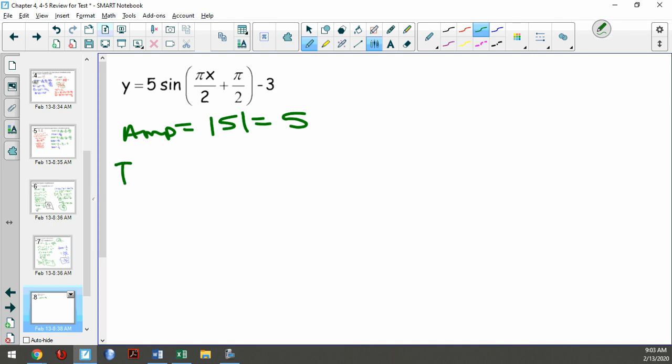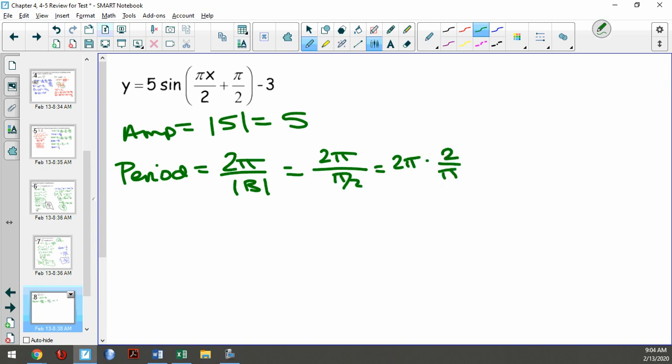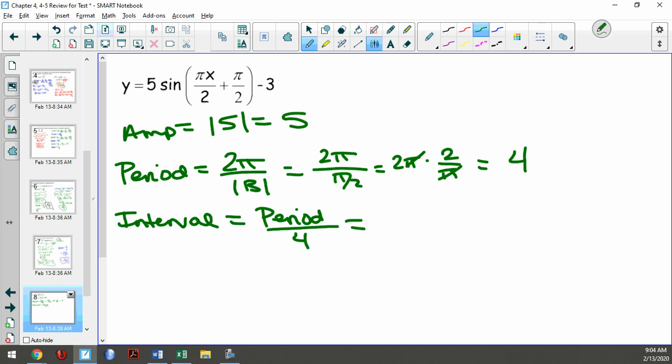Okay, the next thing I need to find is my period. That is going to be 2 pi divided by the absolute value of b. So that's going to be 2 pi divided by, what is b? Pi over 2. When you divide by a fraction, you are multiplying by its reciprocal, and that's going to give you a 4. Yes? What's the next thing we need to find? The interval. That is simply going to be my period divided by 4, because there are 4 different regions, or 4 different quadrant angles. 4 divided by 4 is going to give you 1.